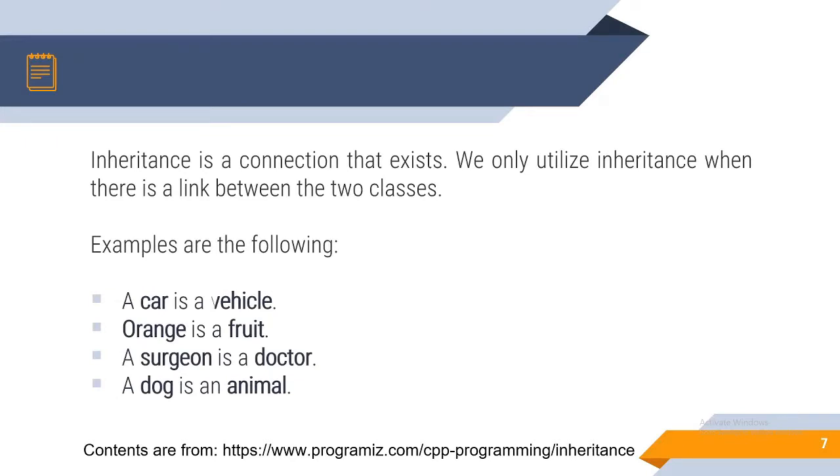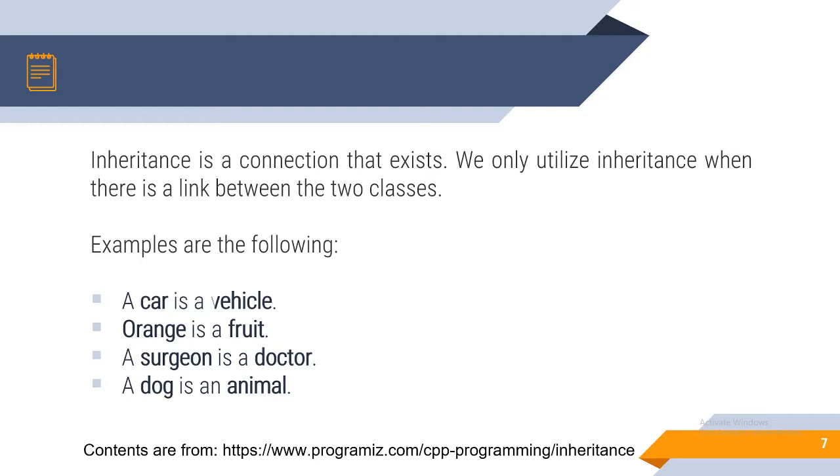Next is, inheritance is a connection that exists. Meaning you can inherit something if there is a connection between your base class and your derived class. But if there is no connection between the two, that means there is no inheritance. For example, we have a base class animal and our derived class is vehicle. Is there a relationship between the two? No, right? It's because animal is different from vehicle. They don't have the same characteristics. That is why there is no connection between the two, and we cannot use inheritance on that. We only utilize inheritance when there is a link between the two classes.